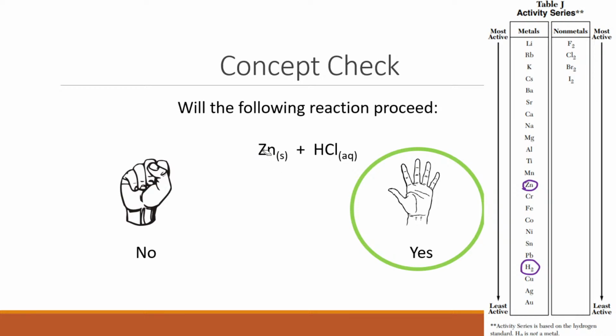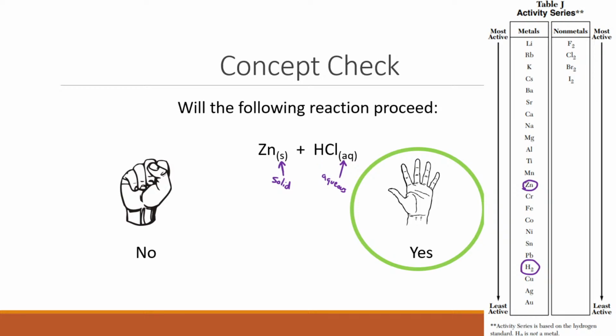Question in the chat about what the subscripts are for. These tell you the state of matter. We talked about this way back in Unit 1. S for solid, AQ for aqueous. They don't have any bearing on this problem, but it is something that is very often written alongside reactions, telling you what phase of matter it's in.